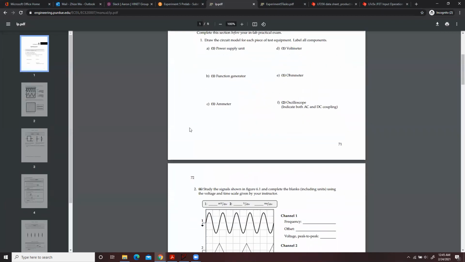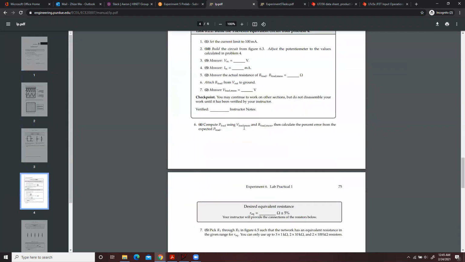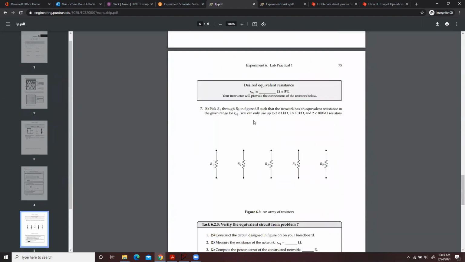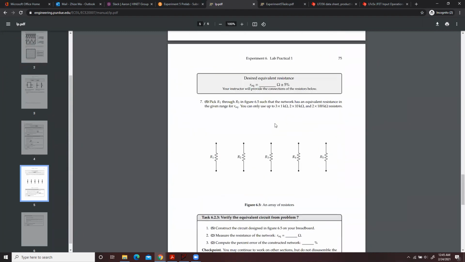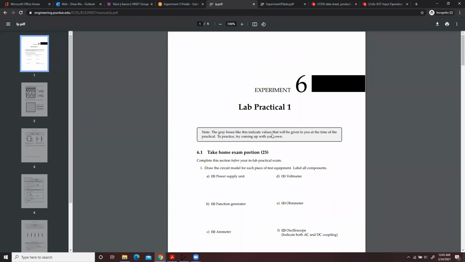So this is the lab practical. As you noticed, there are two portions: the take-home portion and the in-lab portion. So just check the rules on Brightspace.